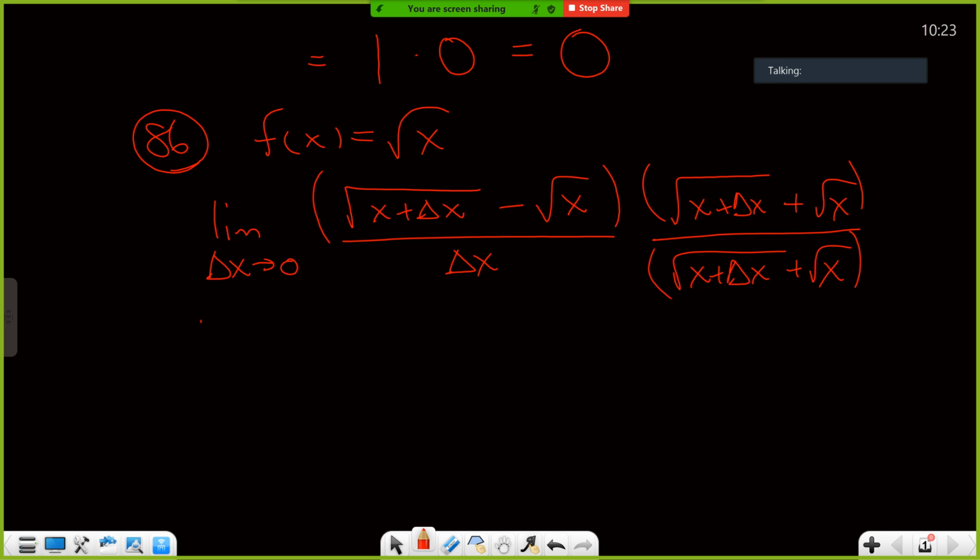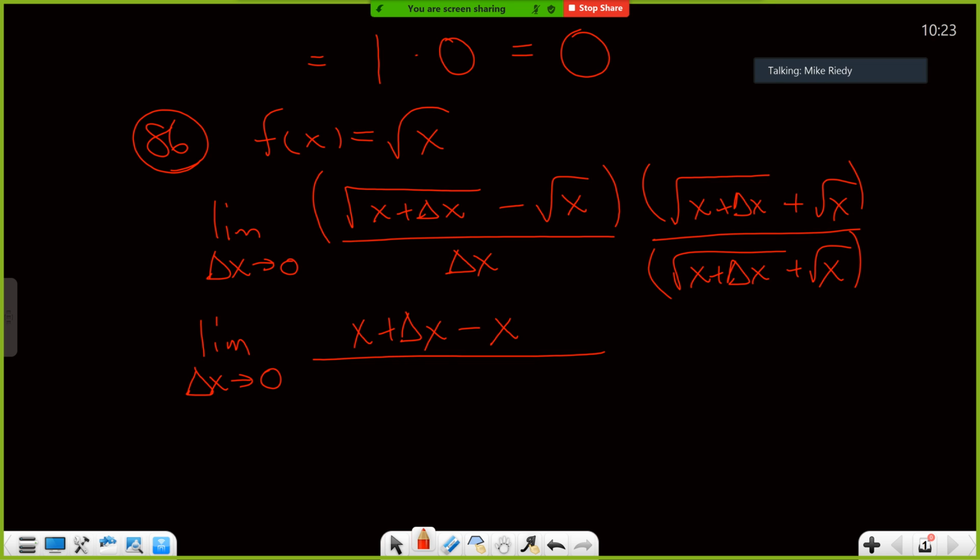And now we just do the grunt work, and you just got to muscle through this. So multiplying a binomial. One of the good things about using the conjugate is the b term from a normal binomial product will drop out. So the square root of x plus delta x times the square root of x plus delta x is just x plus delta x. The b term disappears because one's minus, one's positive. Then negative square root of x times square root of x is minus x. And that's why we use the conjugate, because the numerator becomes nice and clean.